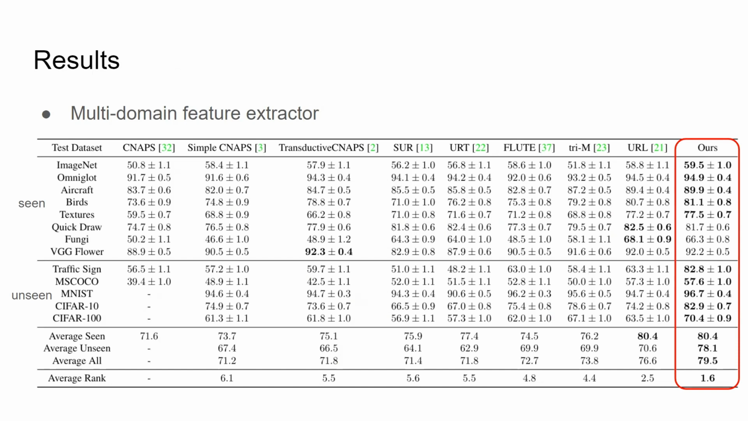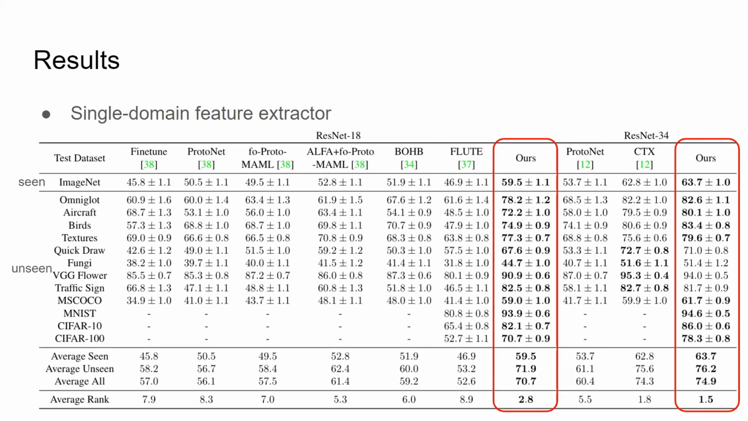This is the classification accuracy with MDL proposed in this paper. TSA outperformed prior works for seen domains, and especially for unseen domains. This is the result for SDL. TSA outperforms other methods on almost all domains. CTX seems competitive, but it's much more complex to compute than TSA.